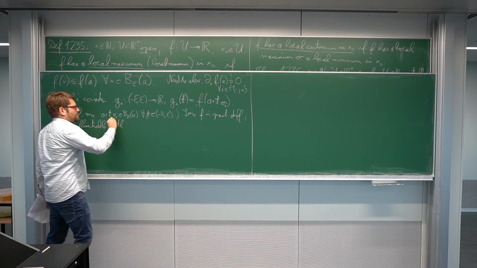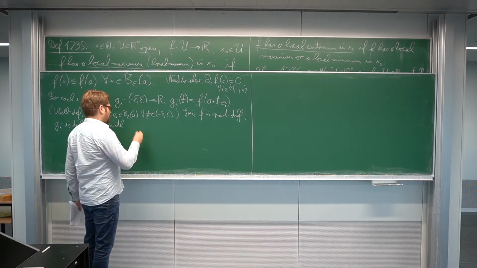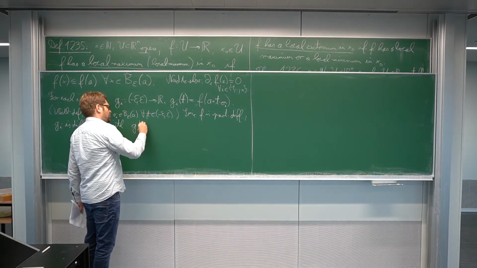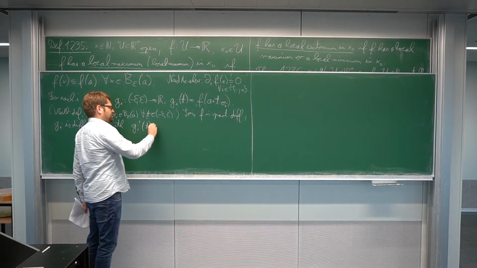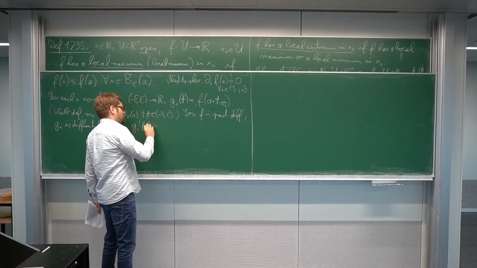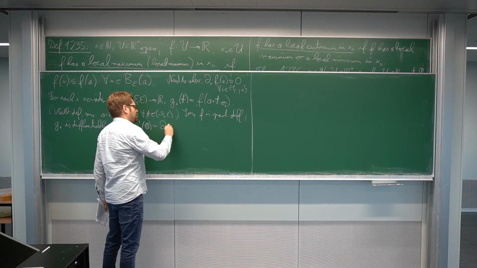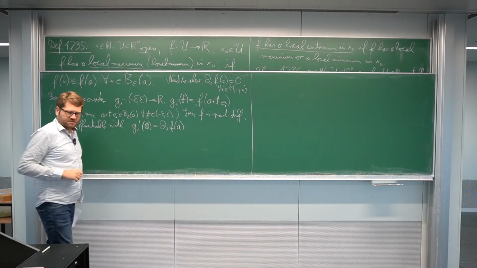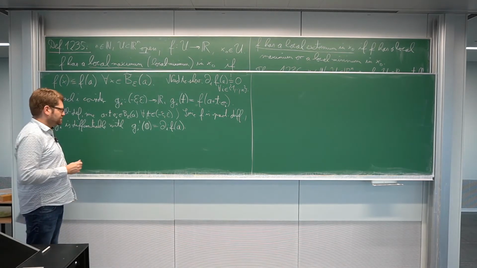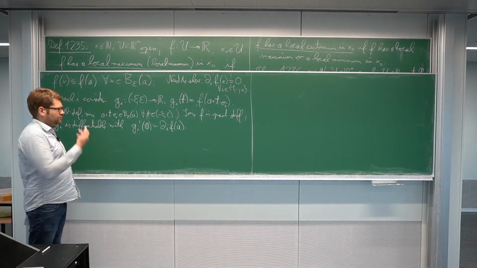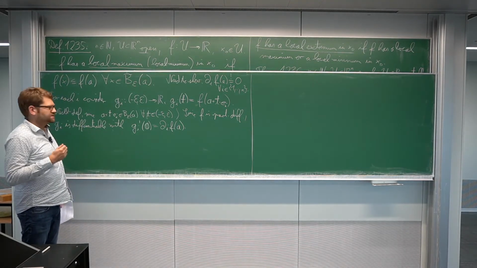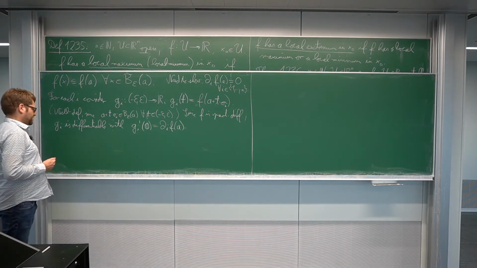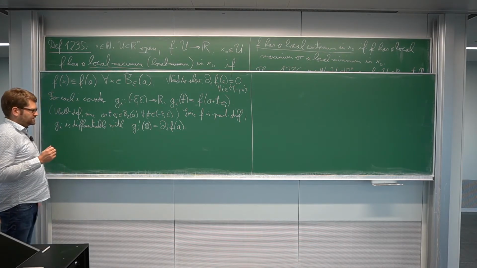And just by definition of the partial derivatives, g_i prime of 0 is equal to the ith partial derivative of f in a. This is by construction of the partial derivative. Just look up how we introduced them if you forgot the connection here, but this follows directly.